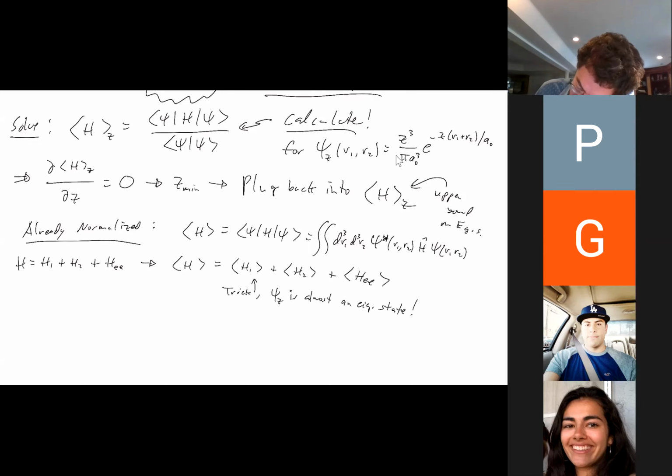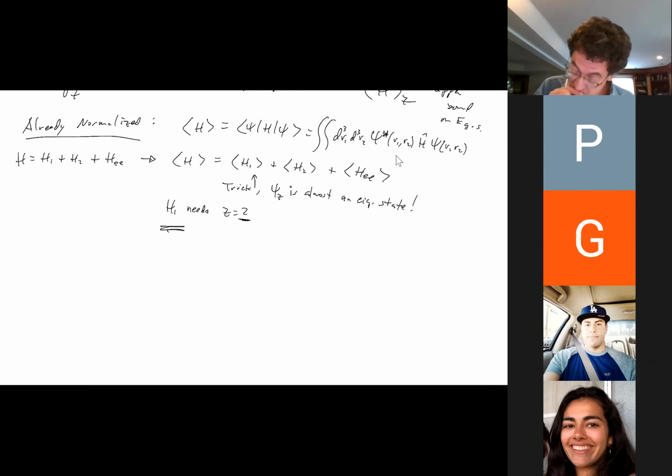It's almost an eigenstate, but the reason it's not is because H1 needs Z equal to what? What is Z? What is the charge on the nucleus? 2. Yes. To be an eigenstate of H1, you need Z to be 2. But we are now using Z as a variable. So this is what we're going to do. We're going to do a silly little trick, which is very cute.